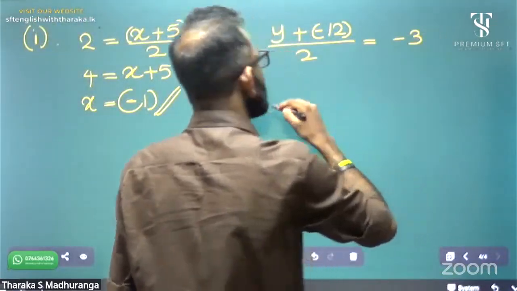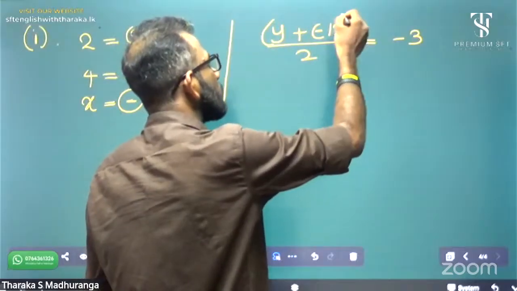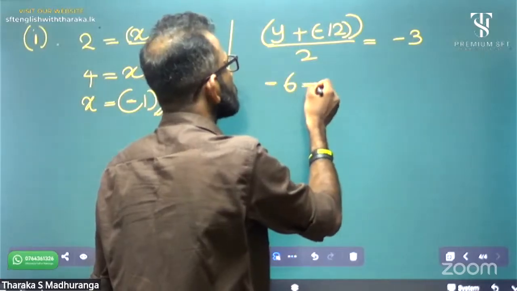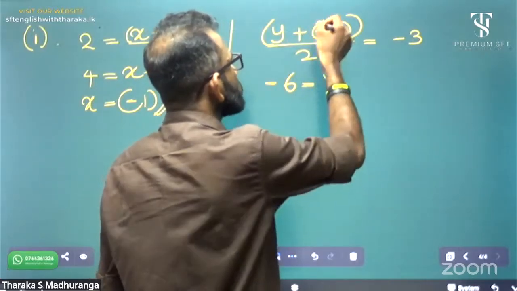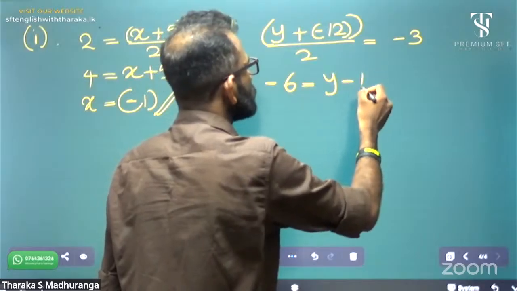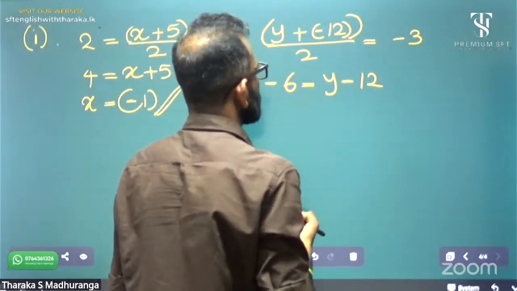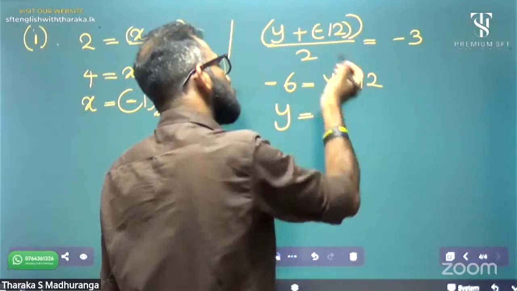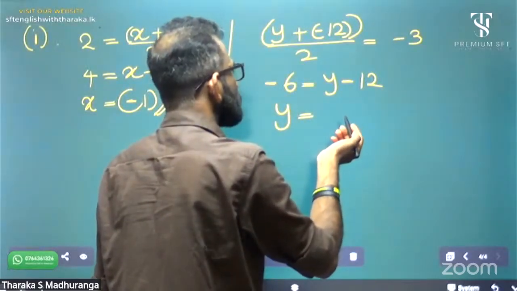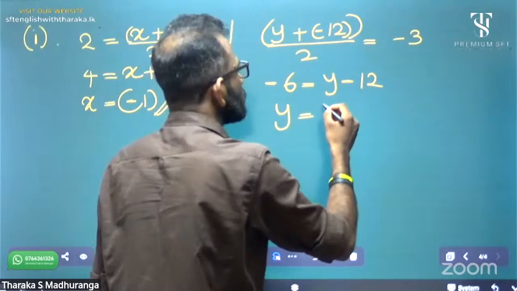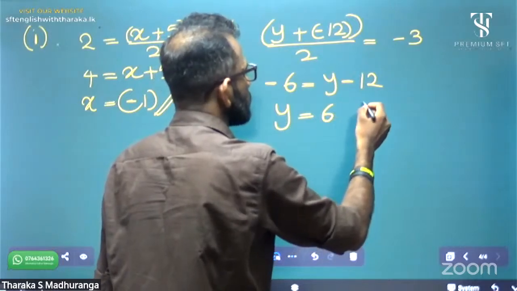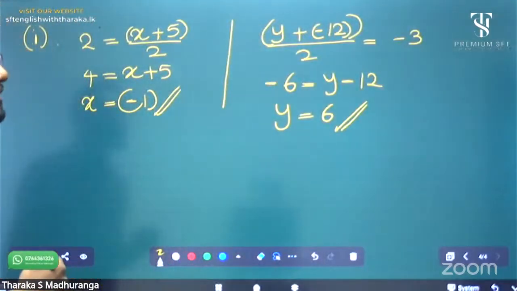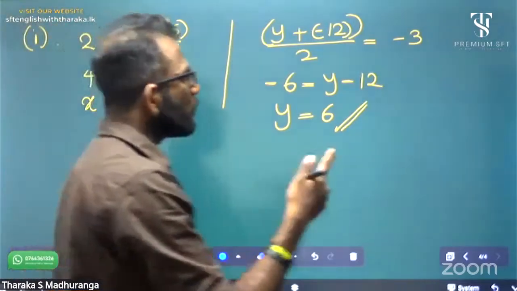Minus 3. Okay, first cross multiplication. 2 into minus 3 is minus 6, equals y plus minus 12, it is minus 12. Now to isolate the y, minus 12 moves to the left side and becomes positive 12. Then minus 6 plus 12 is plus 6. Plus 6 is the answer.